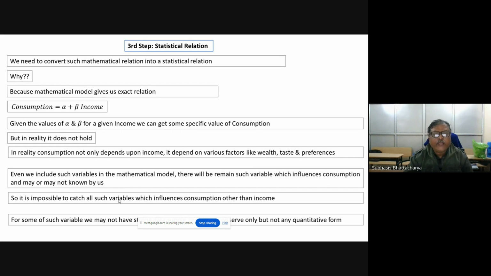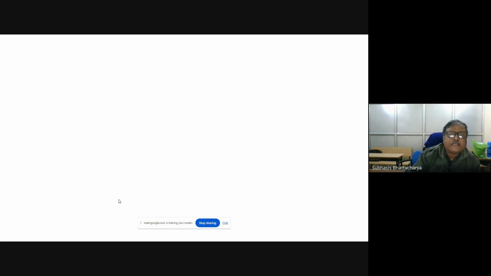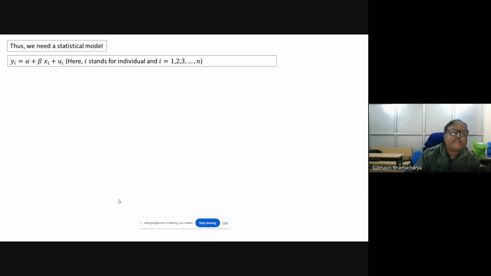So what we are doing is, those variables like taste and preferences may not even be in quantitative form, they may be in qualitative form. So how do we incorporate such influences in the relationship? So we need a statistical model. This is the need of a statistical model. And how do we frame it?